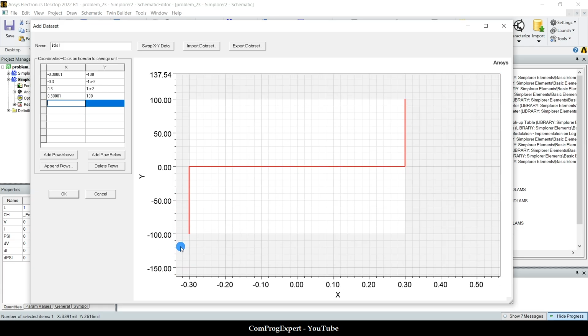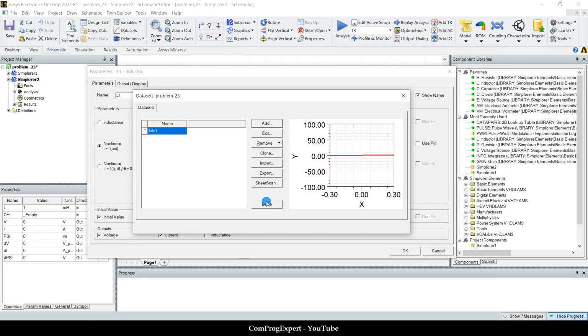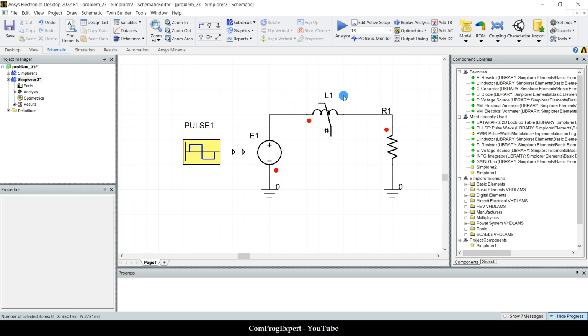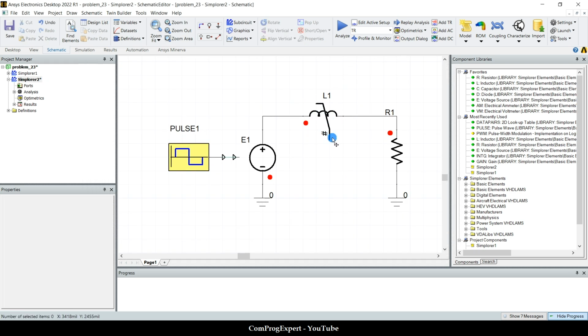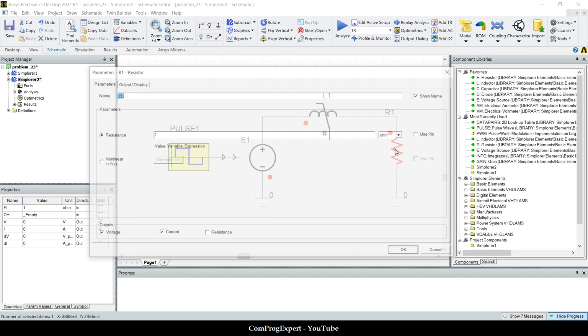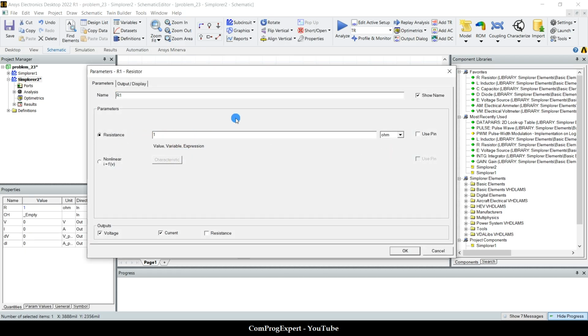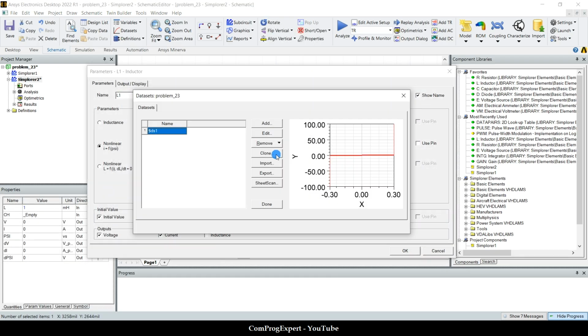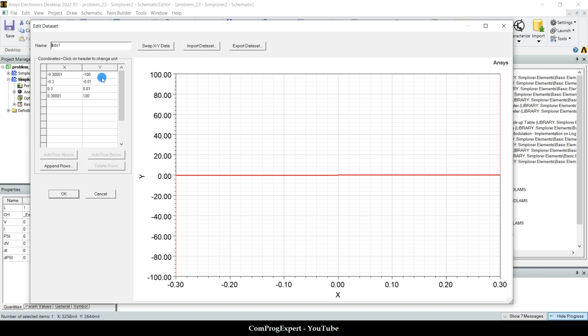Okay, we have defined this function. Consider these very low numbers for the current and flux. Otherwise, we cannot define this function correctly. So we defined a nonlinear inductor here. Its current is a function of its flux linkage. In this case, the value of the resistance is not important. So let me consider 10, because we should keep the value of the current below this number, 100, that we defined here.